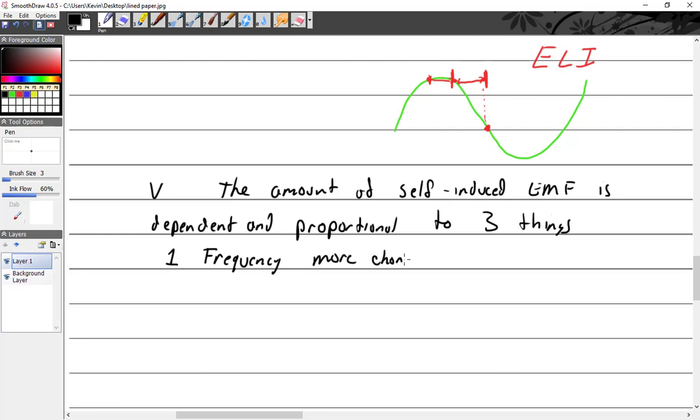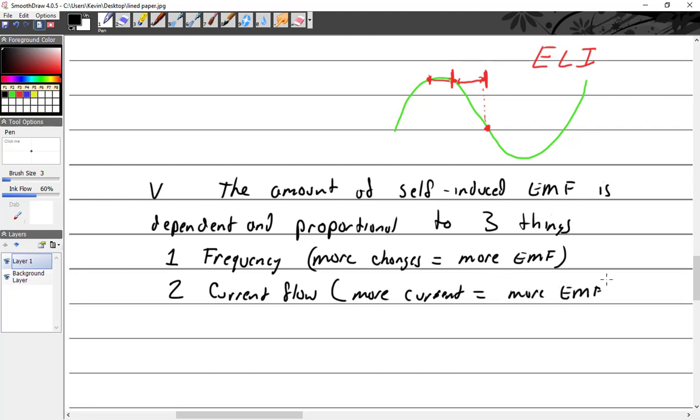More changes equals more EMF. So the higher the frequency, the more counter EMF you're going to get. So if we have a circuit and you just increase the frequency, it's going to have a tremendous effect on it. 2, current flow. More current equals more EMF. More current would equal more magnetism. More magnetism, more EMF. And 3, physical shape of the conductor.